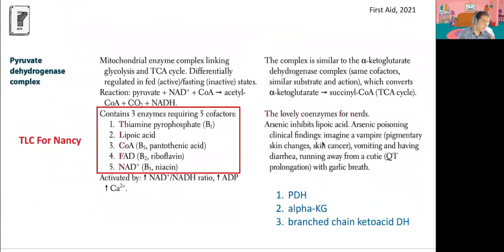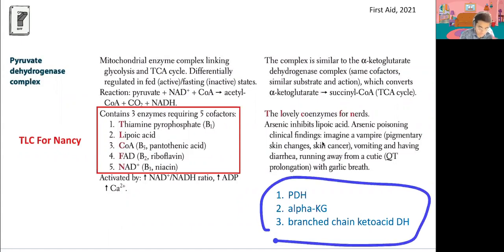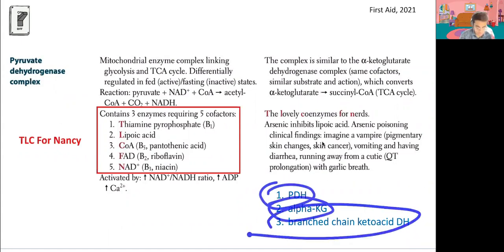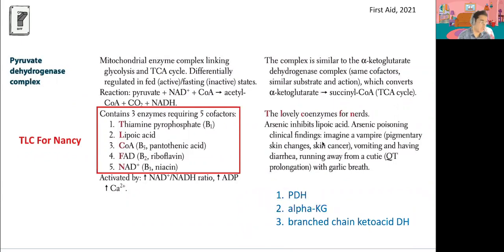All right, we get to the lovely TCA cycle. Everyone loves this. Pyruvate dehydrogenase, okay? Say it after me: Tender loving care for Nancy. What does this mean? You need to know all of these factors for the pyruvate dehydrogenase complex because they love asking these questions, and they're applicable for all of these enzymes: PDH, alpha ketoglutarate dehydrogenase, and branched chain keto acid dehydrogenase. They all use tender loving care.